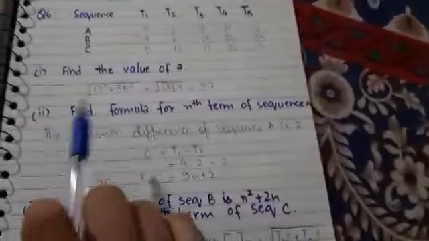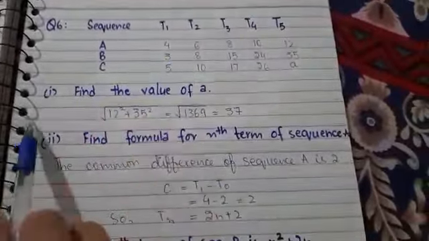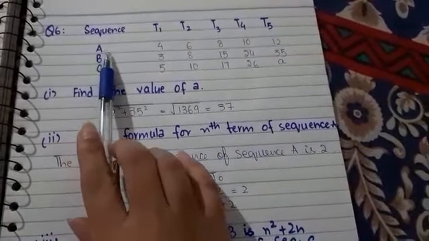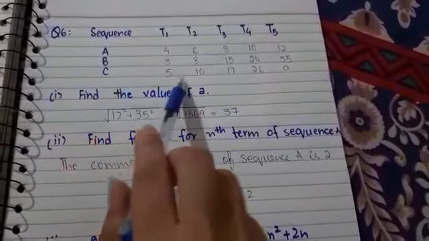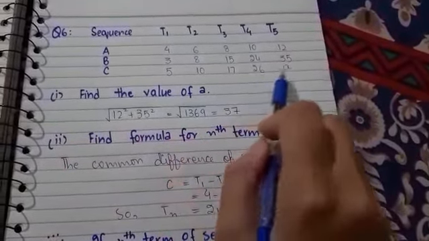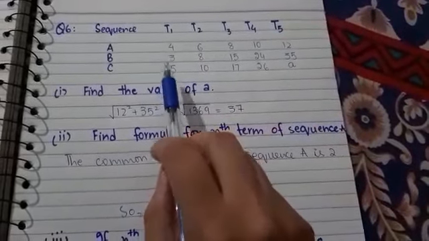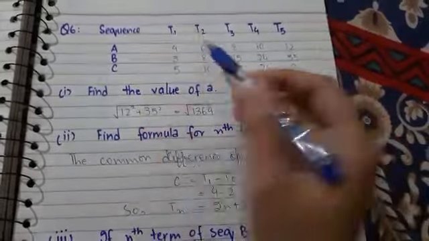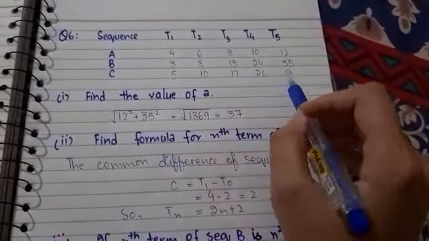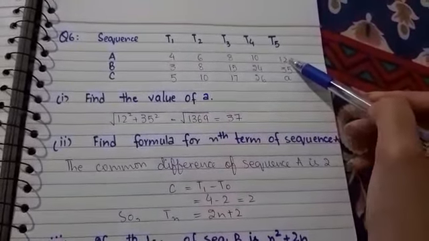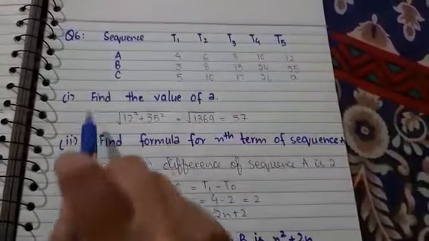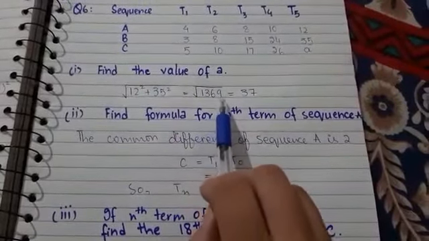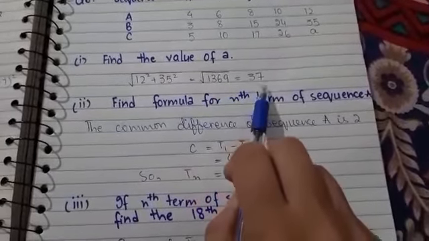Now moving toward our last question, question number 6, we are given a table. In the first part they tell us to find the value of a. We are given some sequences and some terms. The values of c are 5, 10, 17, 26, and so on. We obtain the value of c by adding the squares of these two terms and then taking the square root. As we had to find the value of a, we took the square of 12 and then added the square of 35 to it. 12 square plus 35 square gives 1369, and then we take the square root and get the answer 37.